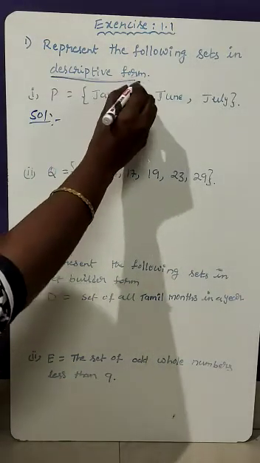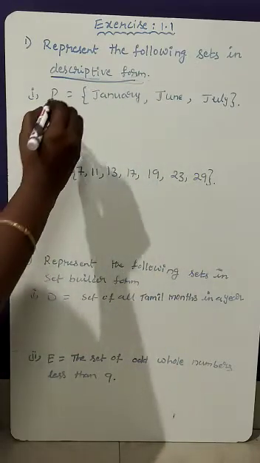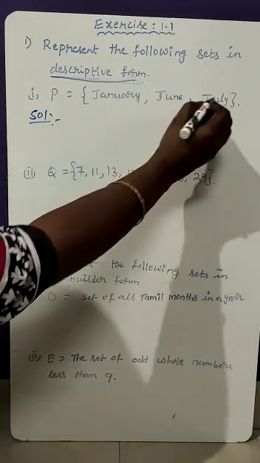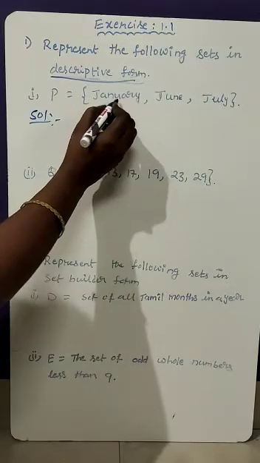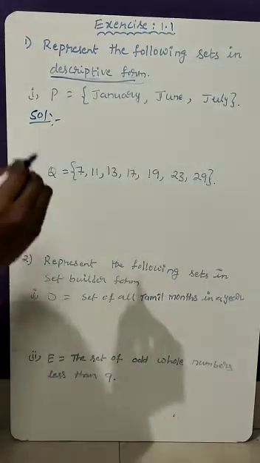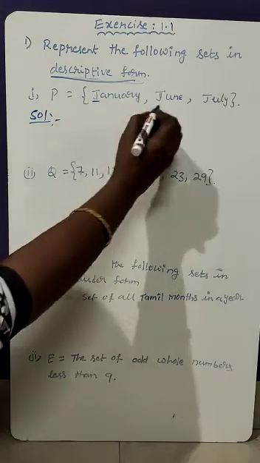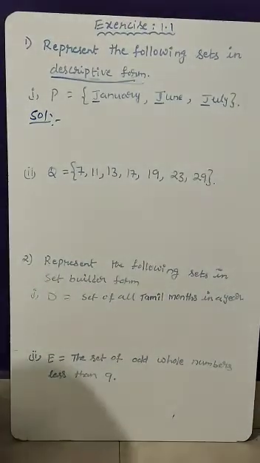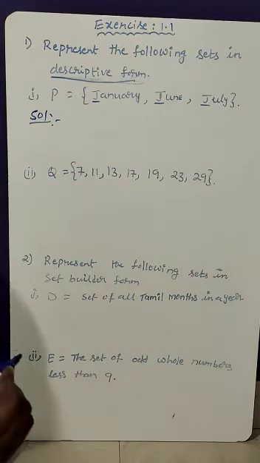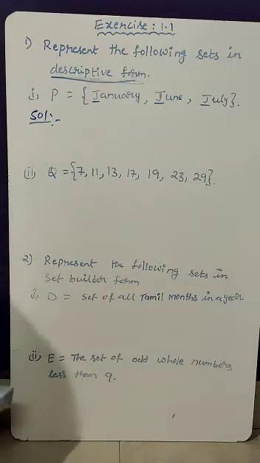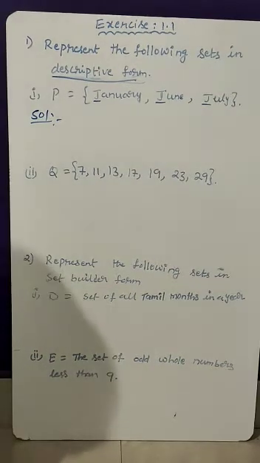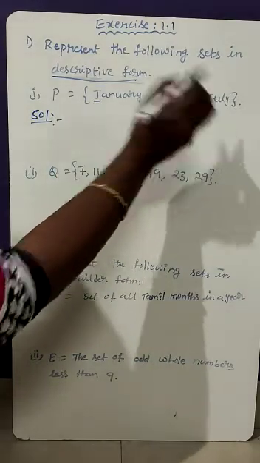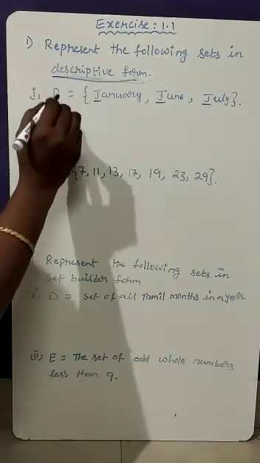So listen carefully. You have to change this question into the descriptive form. So P is equal to January, June, July. Just listen: January, starting letter J; June also starting letter J; and July also starting letter J. So how do we write this descriptive form?